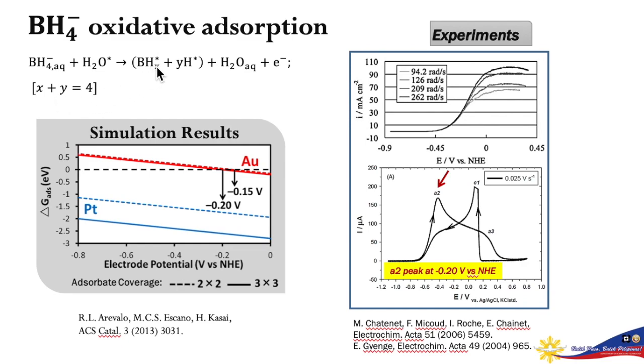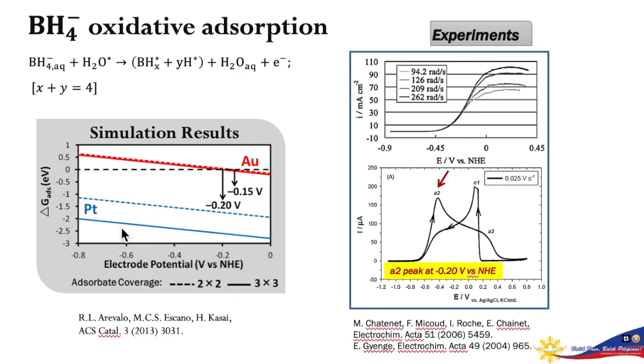When x is equal to 4 and y is equal to 0, you have a molecular adsorption. For the case of platinum, x is equal to 1 while y is equal to 3. You have a dissociative adsorption. I show here the free energy change for the adsorption process given by this equation for the case of platinum and gold, for 2x2 adsorbate coverage as well as 3x3 adsorbate coverage, as a function of electrode potential. One of the first observations from this graph is the effect of adsorbate coverage.